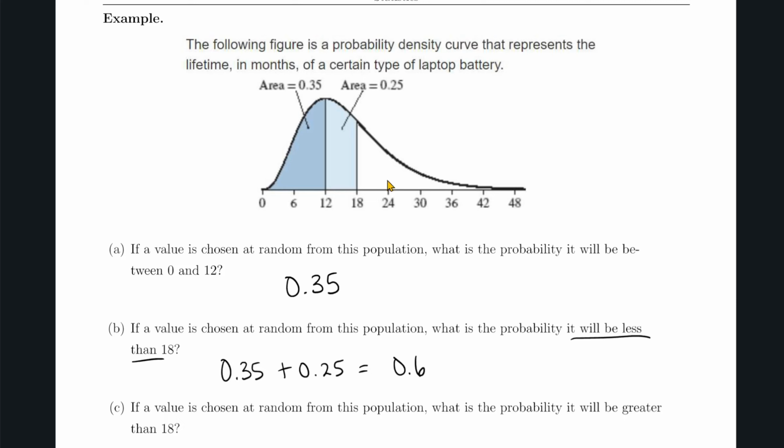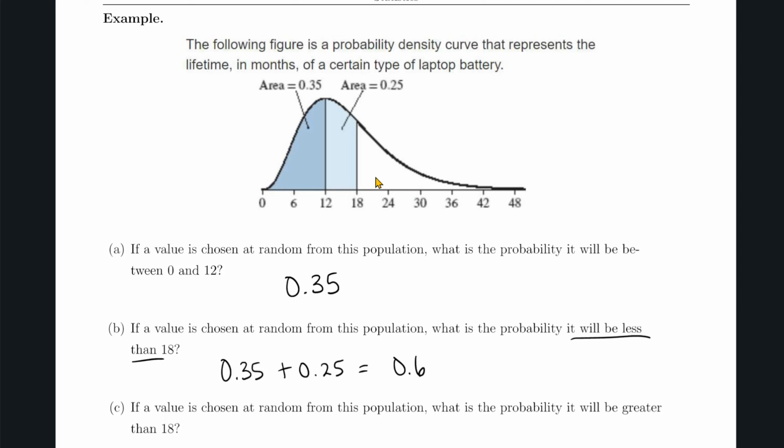Greater than 18 would be this tail of the graph, so that's from 18 to 48. Now as you look at this portion of the graph, we can see unlike the other two portions that gave us the area, we're not given the area here. However, we can take a little bit of information that we know about probability density curves and the information they have given us, and we'll be able to find the missing piece.